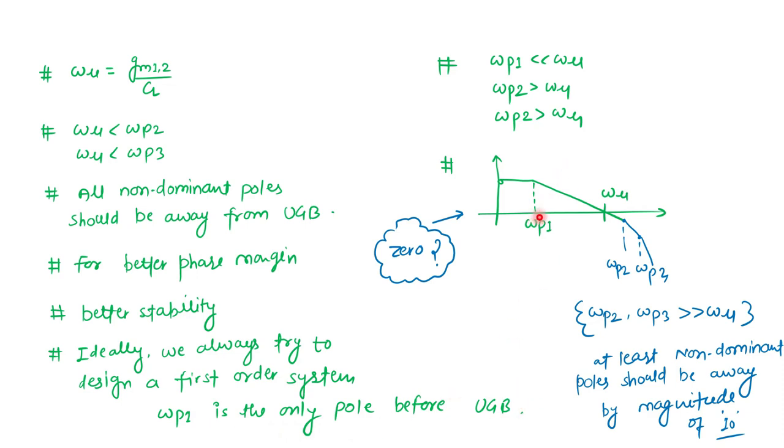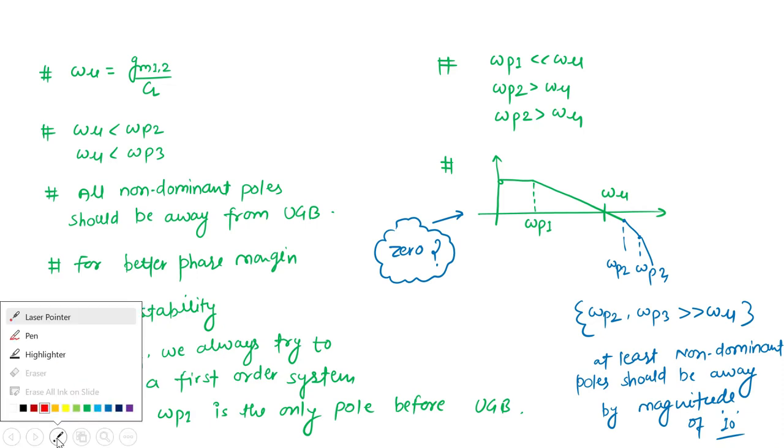Omega p1 is much smaller than the UGB, which we can see from here, because UGB is nothing but Gm by Cl, while omega p1 is nothing but GDS by Cl, and GDS is smaller. The GDS of that particular transistor is much smaller than its Gm.